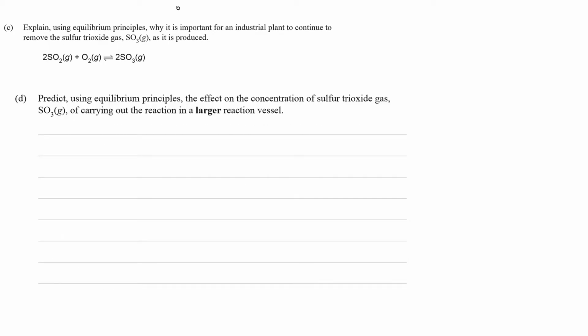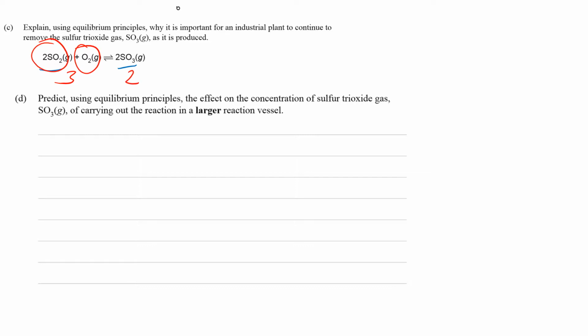Here's an example from 2018, like the temperature one that we just did with the sulfur dioxide going to sulfur trioxide. Predict, using equilibrium principles, the effect on the concentration of sulfur trioxide gas of carrying out the reaction in a larger reaction vessel. On this side, we've got 2 molecules of sulfur dioxide and 1 molecule of oxygen, so this side's got 3 molecules. The side with the sulfur trioxide only has 2.